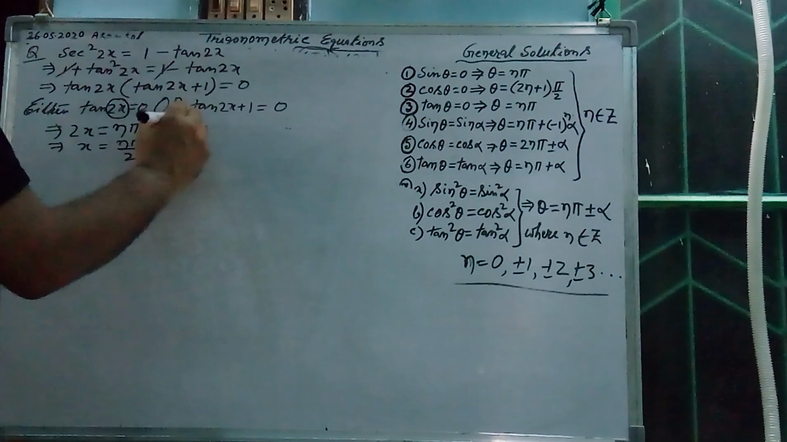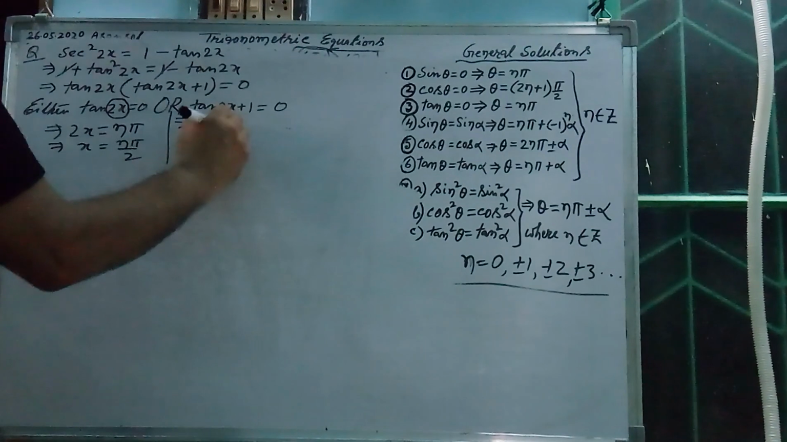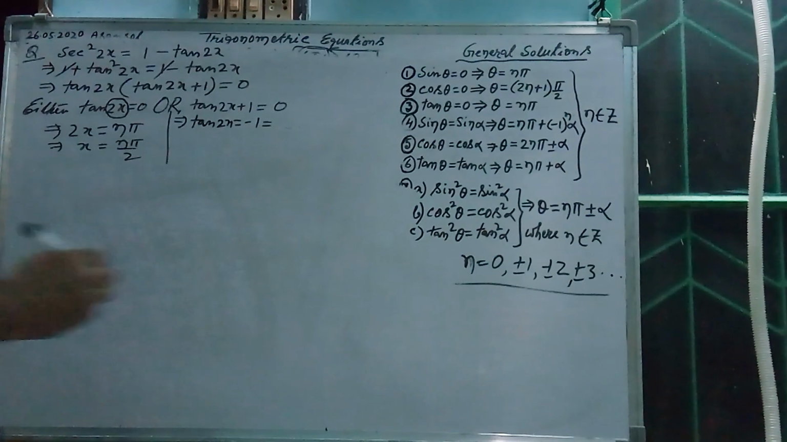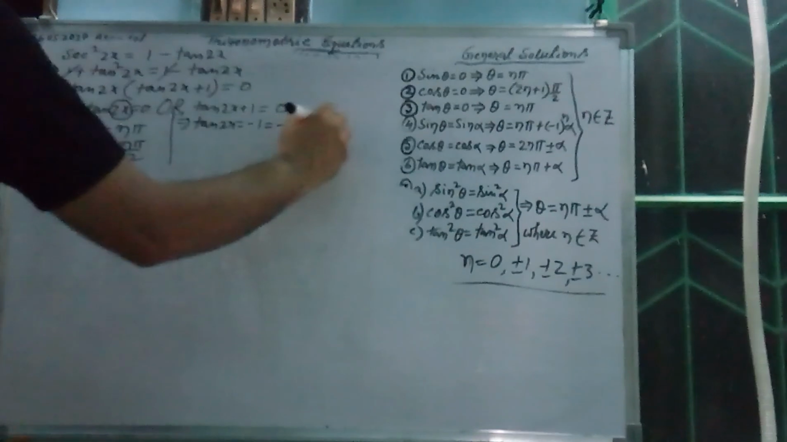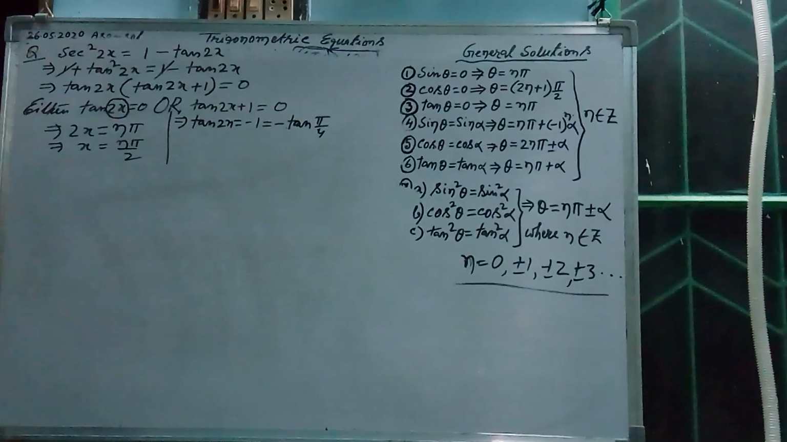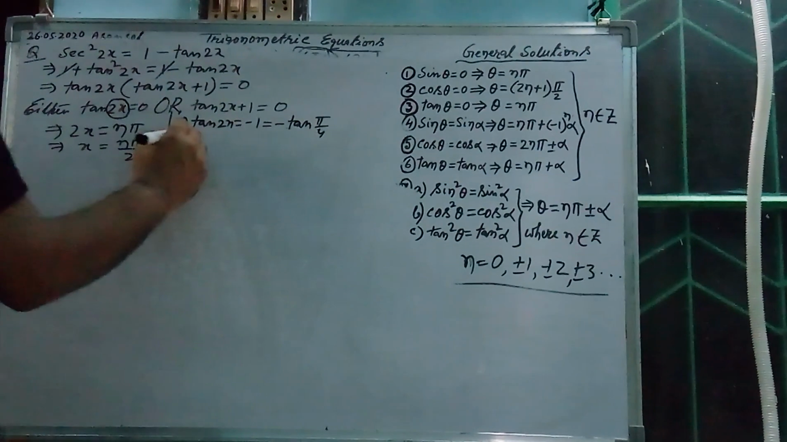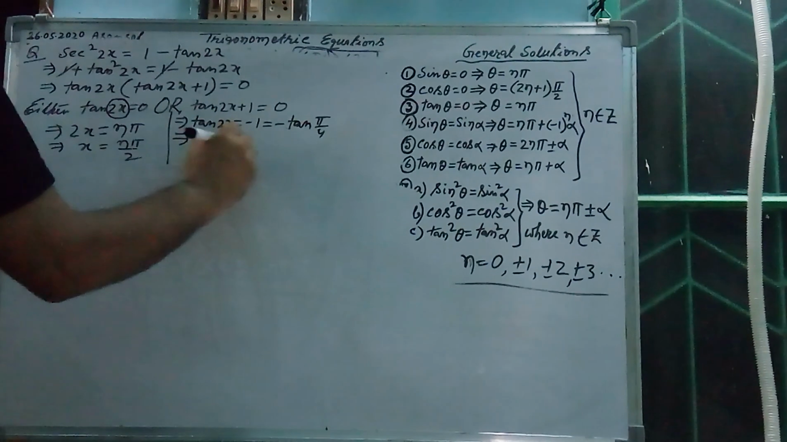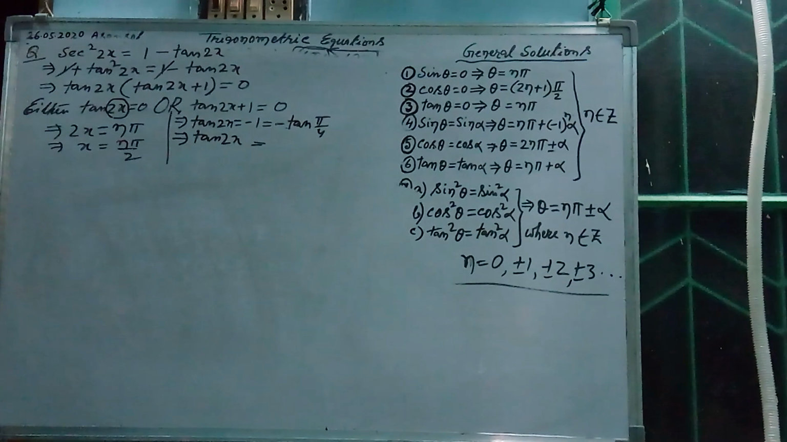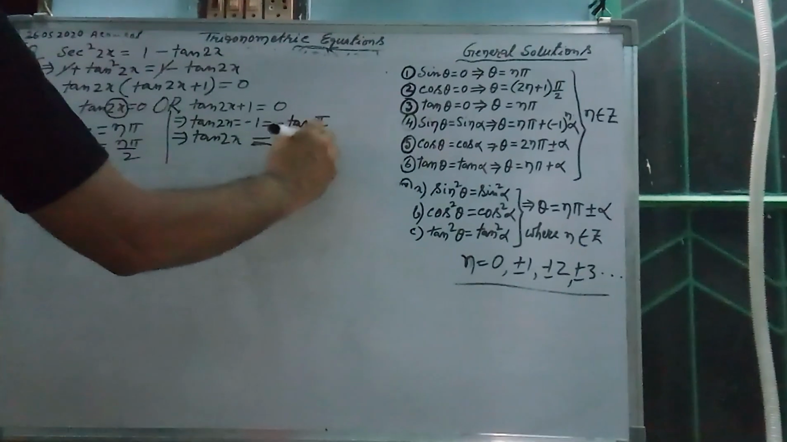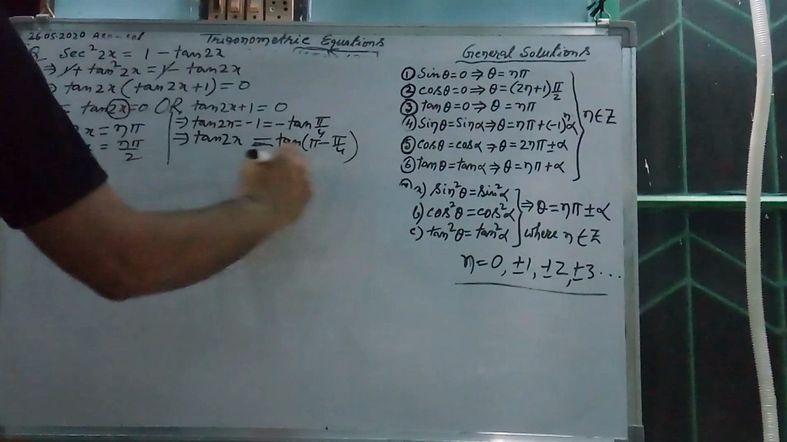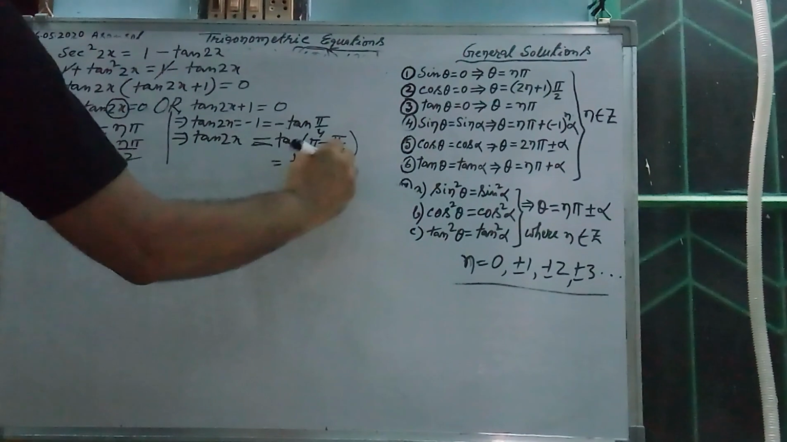And here tan 2x plus 1 equal to 0. So tan 2x is equal to minus 1. Minus 1 is the value of minus tan pi by 4. This minus tan pi by 4 can be written as, implies tan 2x is equal to tan of pi minus pi by 4, that is equal to tan of 3 pi by 4. So tan 2x equal to tan 3 pi by 4.